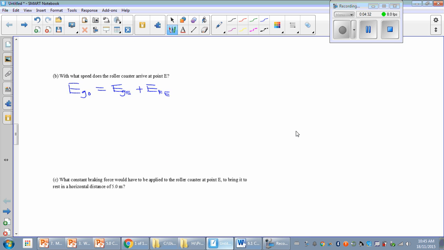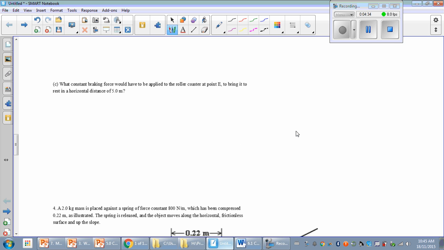And then part C asks you something kind of complicated. I actually used to have it on the grade 11 university prep test, same question. Some of you people will remember this. It says it's going to go that far and it's got to come to a stop after point E. To come to a stop, you have to get rid of the kinetic energy. You can get rid of kinetic energy by doing work to cancel out the kinetic energy.